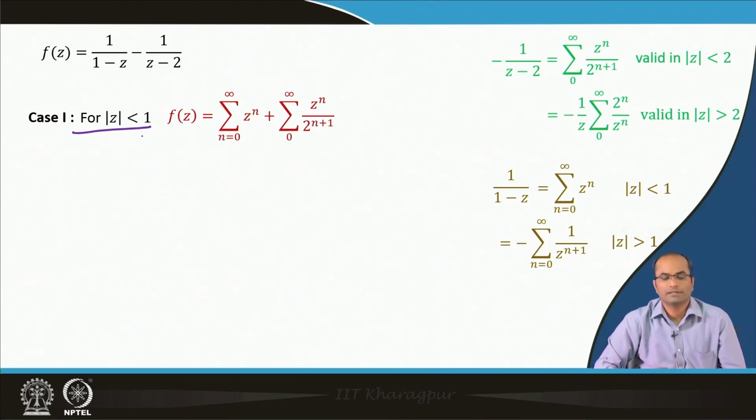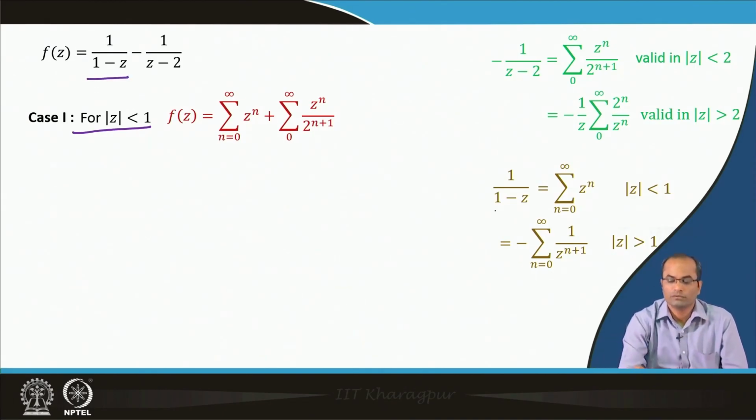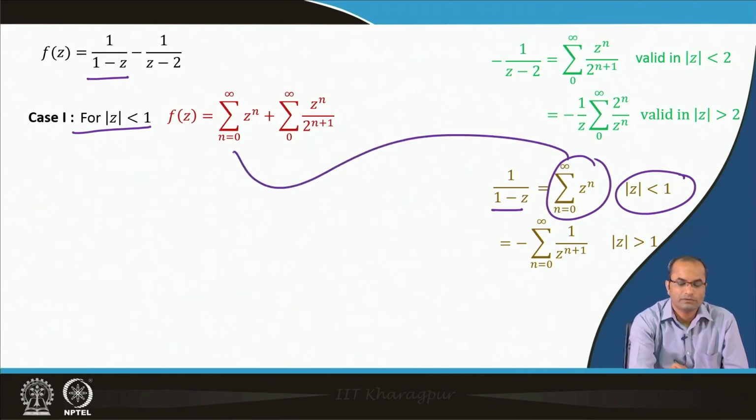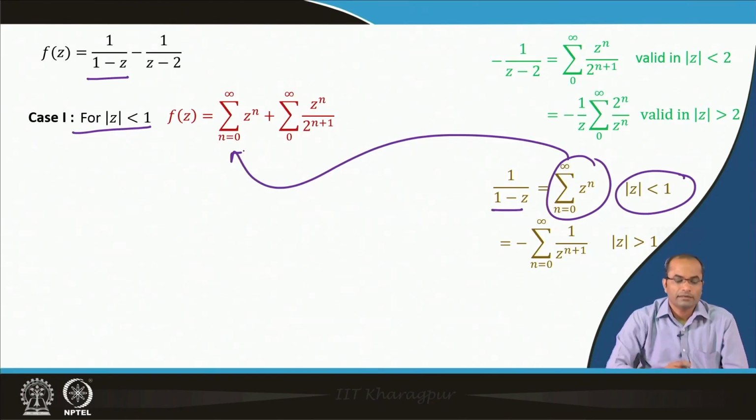In this region we will see what will happen to the expansion. So, when mod z is less than 1, the first function 1 over 1 minus z, for mod z less than 1 we have this expansion which is written already there: sum n from 0 to infinity z power n. For the second one, minus 1 over z minus 2, in this region mod z less than 1.